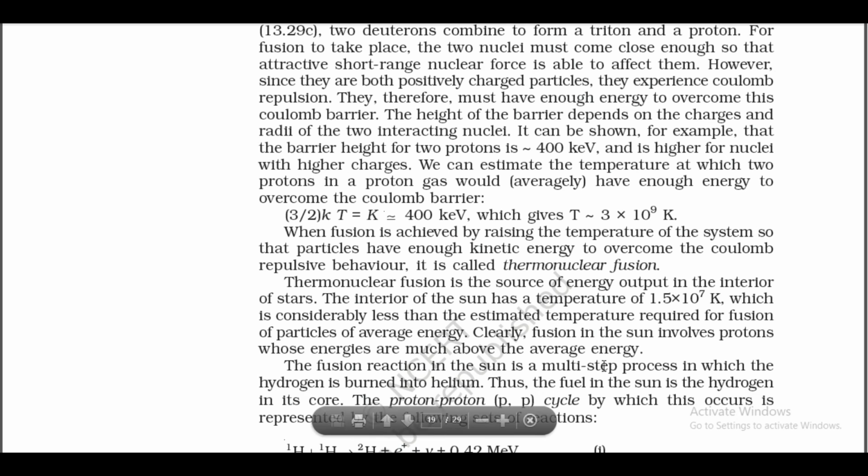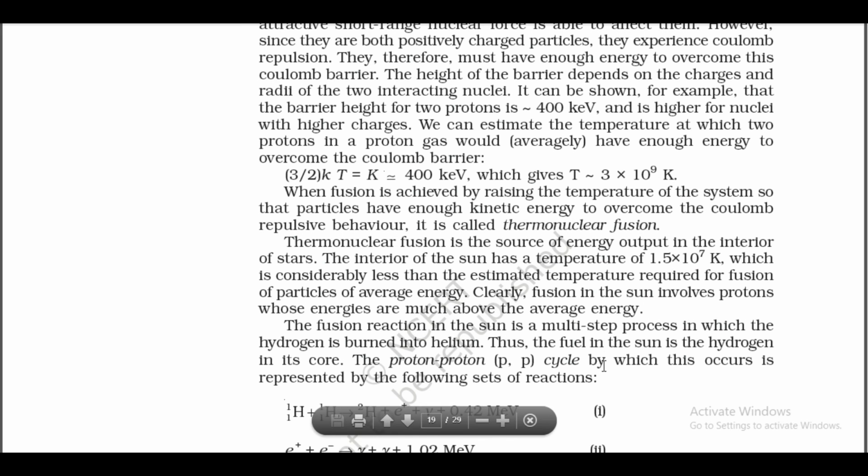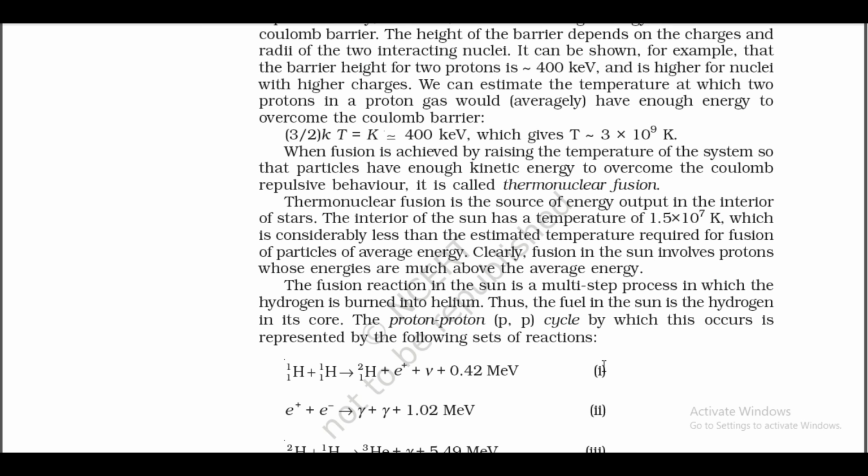For fusion to take place, the two nuclei must come close enough so that the attractive short-range nuclear force is able to affect them. However, since they are both positively charged particles, they experience Coulomb repulsion. They therefore must have enough energy to overcome this Coulomb barrier. The height of the barrier depends on the charge and radii of the two interacting nuclei. It can be shown, for example, that the barrier height of two protons is 400 keV and is higher for nuclei with higher charges.